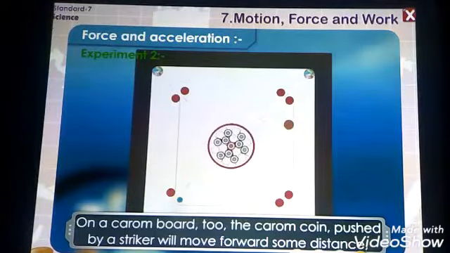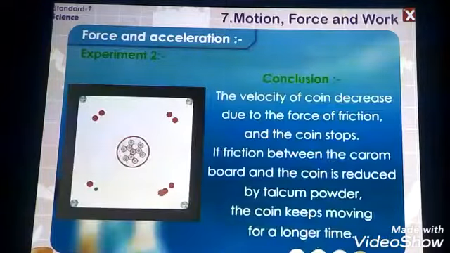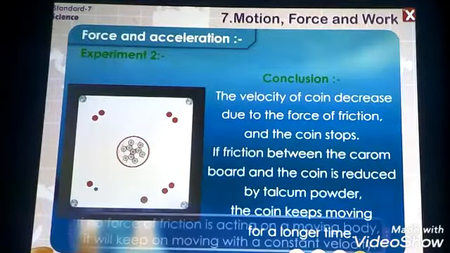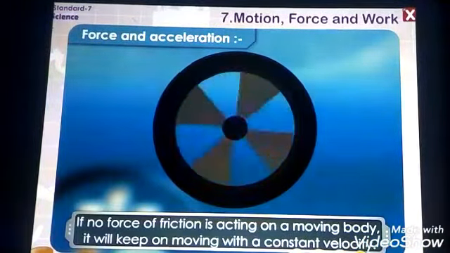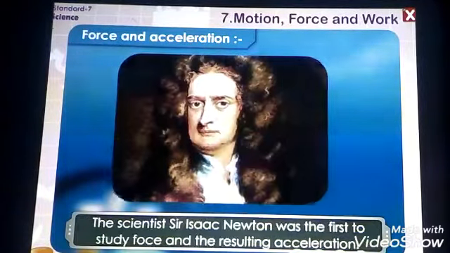Experiment number 2. On a carom board, a carom coin pushed by a striker will move forward for some time and then it stops. If talcum powder is applied, it will keep moving for a longer time. Conclusion: the velocity of a coin decreases due to the force of friction and the coin stops. If the friction between the carom board and the coin is reduced by talcum powder, the coin keeps moving for a longer time. If no force of friction is acting on a moving body, it will keep moving with a constant speed.